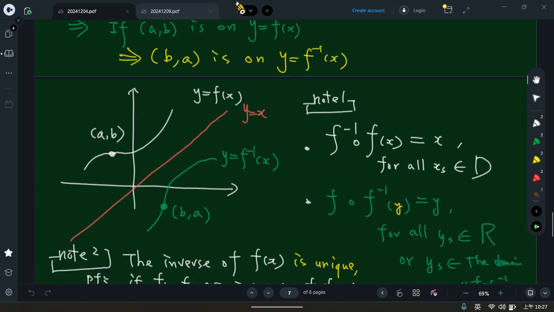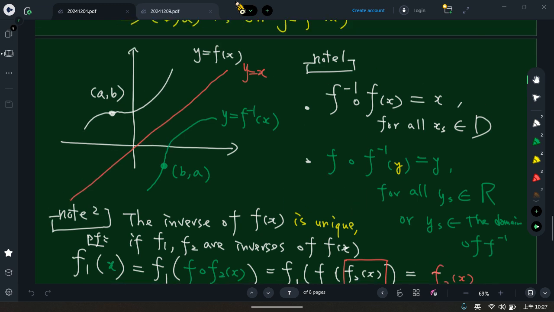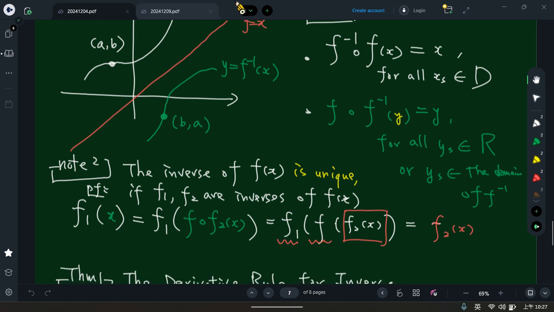Okay. Then I also told you that if you have the inverse function, it will be unique. We just have one inverse function. We will not have two different functions as the inverse of a specific function. And if you try to draw the inverse function, you can see the curves for these two functions will be symmetric over y equal to x. Okay?